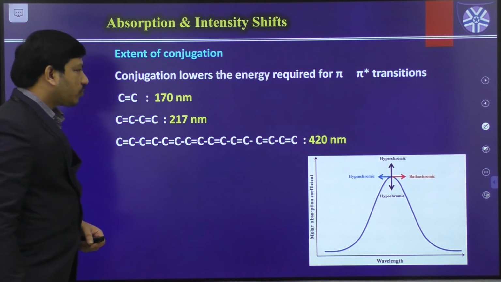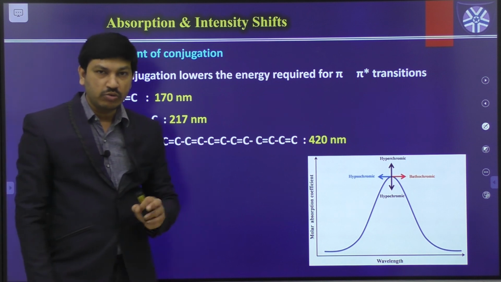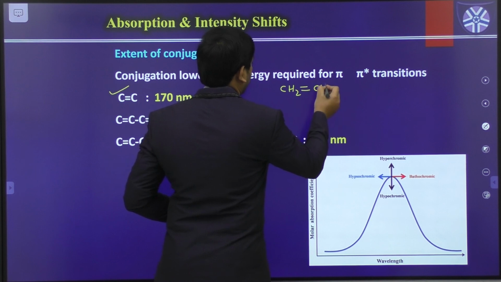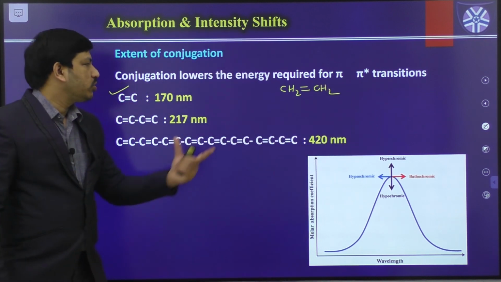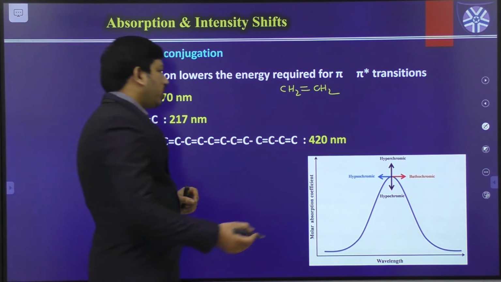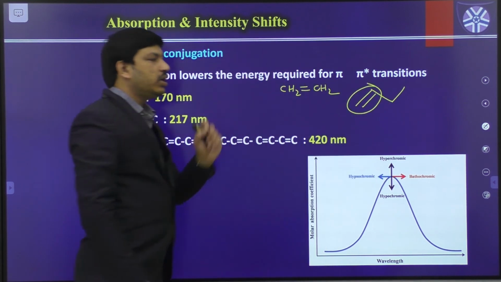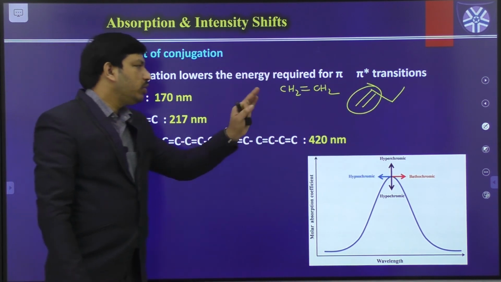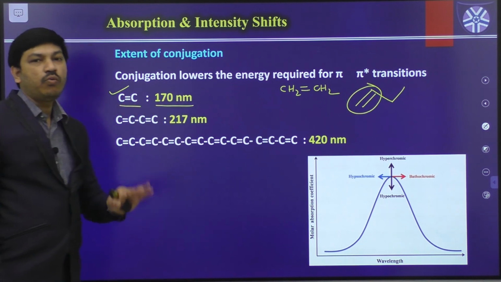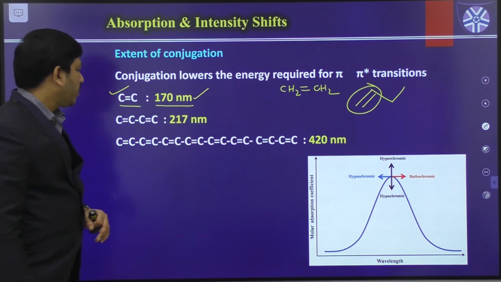And here, if your molecule contains only a C double bond C group, a single C double bond C group, for example, let us say that is CH2 double bond CH2 compound. So in this compound, we have only a single C double bond C group, or even in this case, we have only a single C double bond C group like this. So in those cases, generally the C double bond C group shows an absorption peak around 170 nanometers.